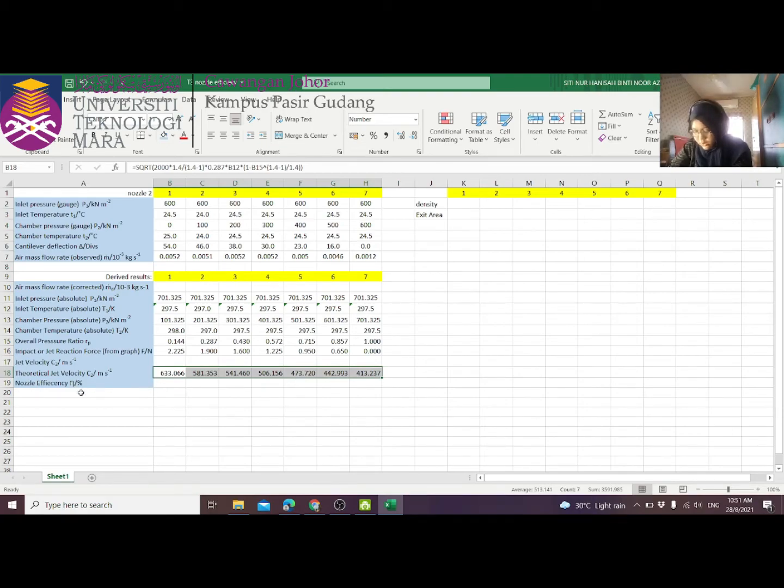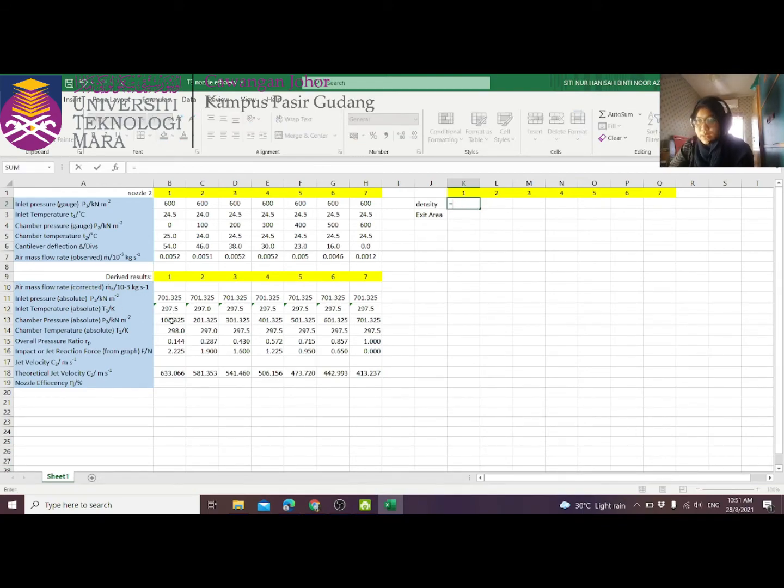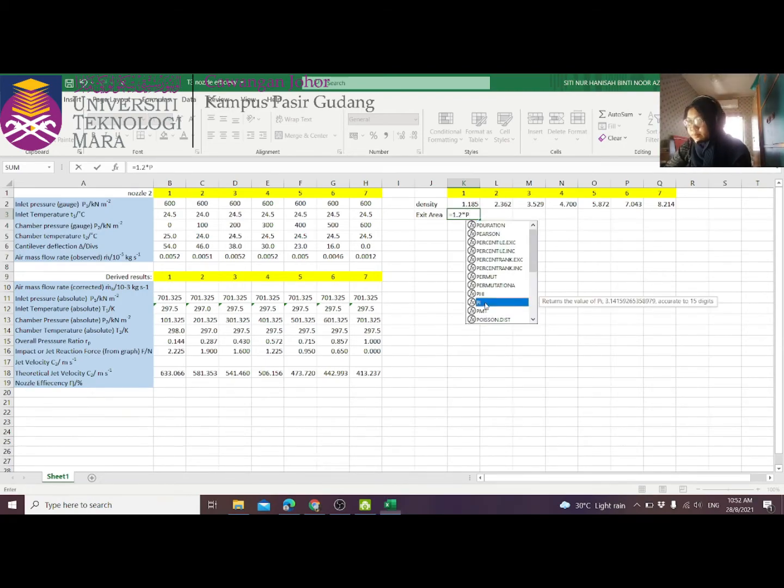Drag it and I will take 3.9. So next is I will find the density first. It should be 2 over 32 times 0.287. Take it 3 point. Okay, and then for the exit area, it should be 1.2 times pi.